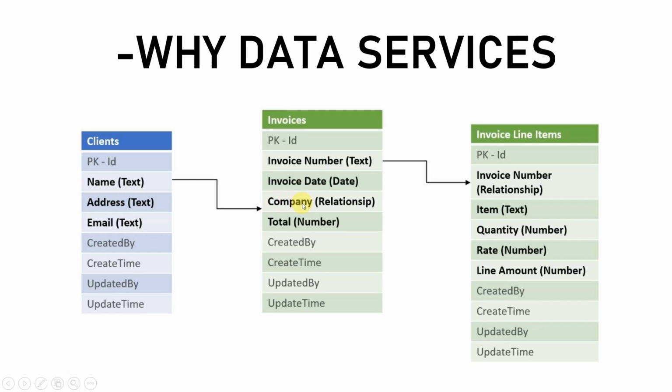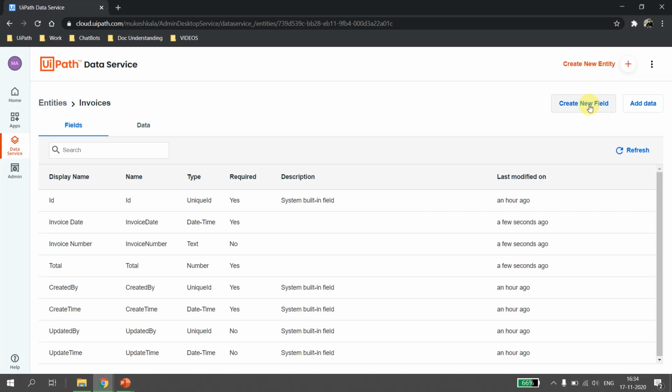The last field I have to create is company, and it is of type relationship. So how do we do that? We first create a new field.